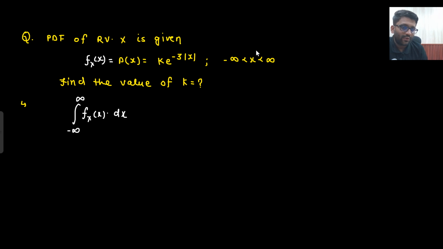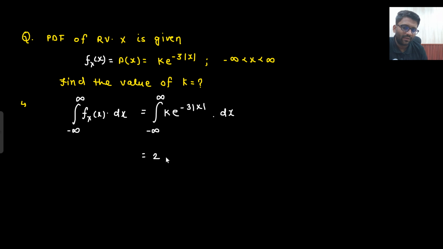And here the limit also you need to see. It is going from minus infinity to infinity only. So yes, this limit will be from minus infinity to infinity only. The integral from minus infinity to infinity of k e to the power minus 3 mod of x dx. Is it an even function? Yes, it is an even function.